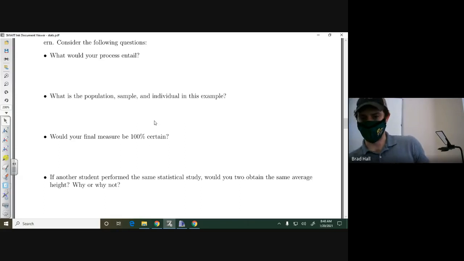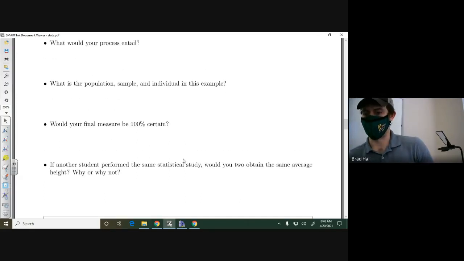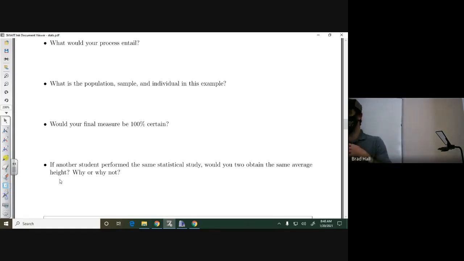So really I'm going to ask, if another student performed the same study, would you two, so let's say, Jordan, you did your thing, Kyle, you did your thing. You averaged your numbers and got some average height. Will you two get the same number? Why not? Because they will have collected data from different people.